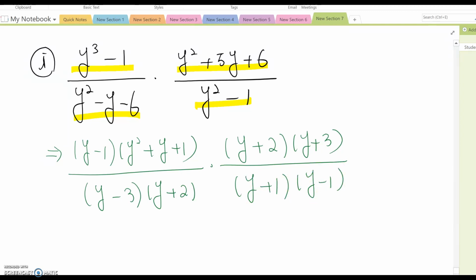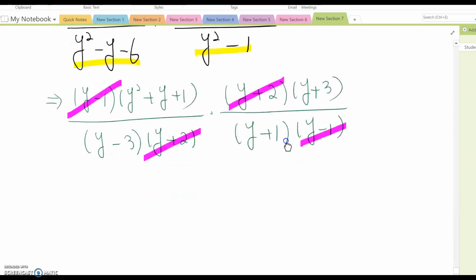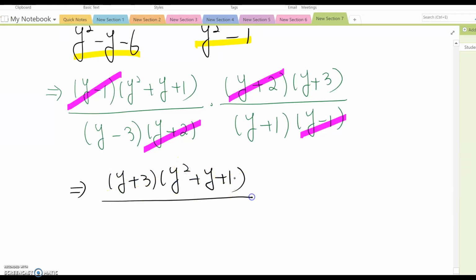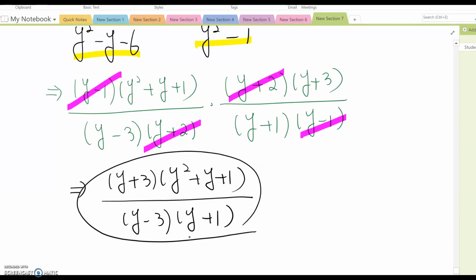Okay, do you see any common factor between the numerator and the denominator? Yes, I see some. So this is gone and this is gone. Anything else? Nope. Therefore, the answer becomes y plus 3 times y squared plus y plus 1, over y minus 3 and y plus 1. That is the answer for this question.